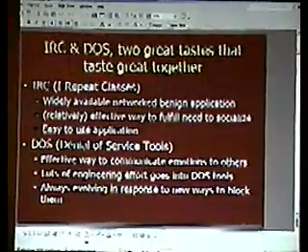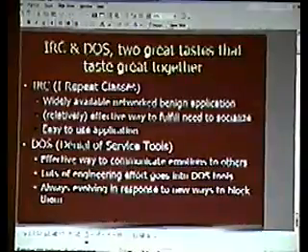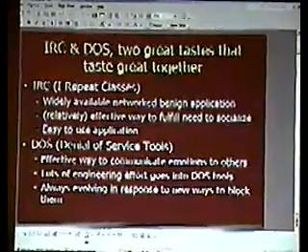Also, IRC is relatively static as a technology. DoS tools, as people find ways to block them, require more engineering effort to find counter steps to counter the counter steps.